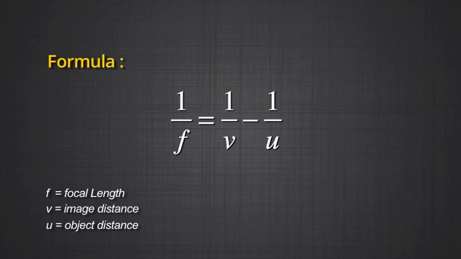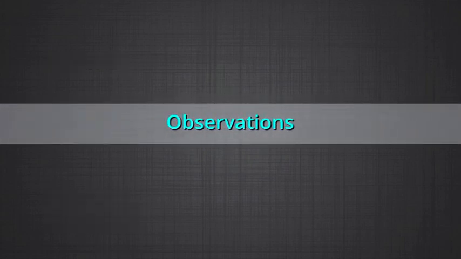You need to find out two things. One, the rough focal length of the convex lens. So, you are basically focusing light from a very distant object on the screen. The distance from the lens to the screen becomes its focal length.